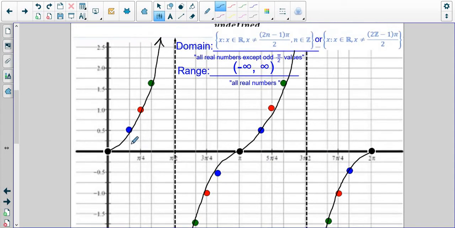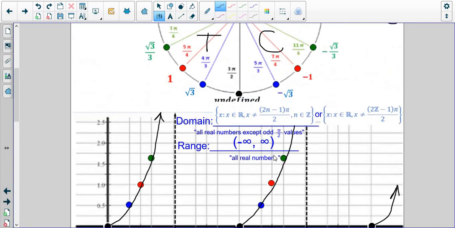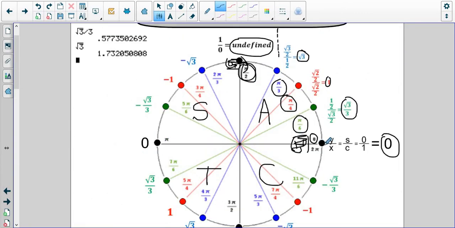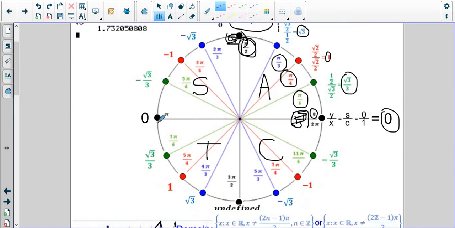But when you talk about the domain, first thing I want you to notice is that the graph does keep going. So it does go this way, and it does go this way due to the coterminal and negative rotational angles from the unit circle. But notice that if you look at the unit circle, tangent completes all of its values, 0, positive, 0, undefined, negative, 0. It does it in pi, not in 2 pi.